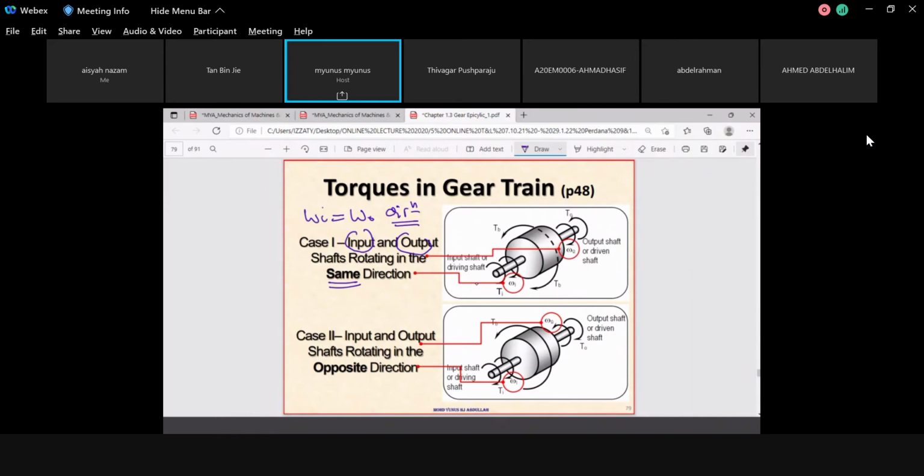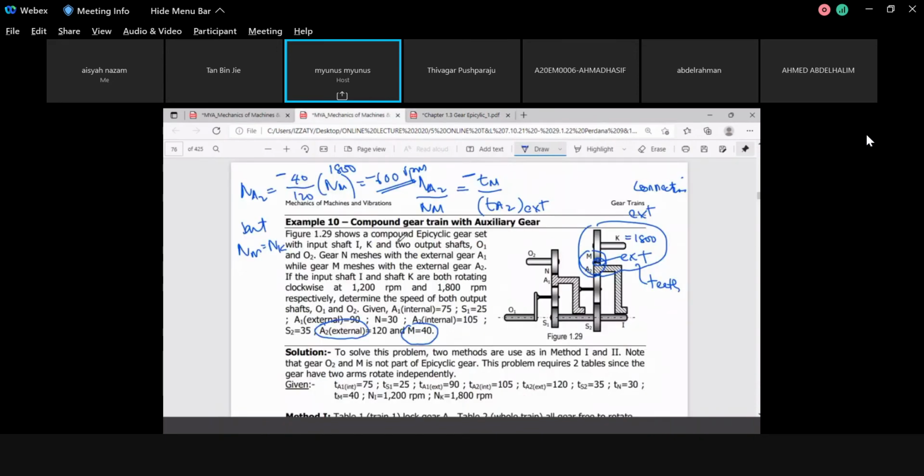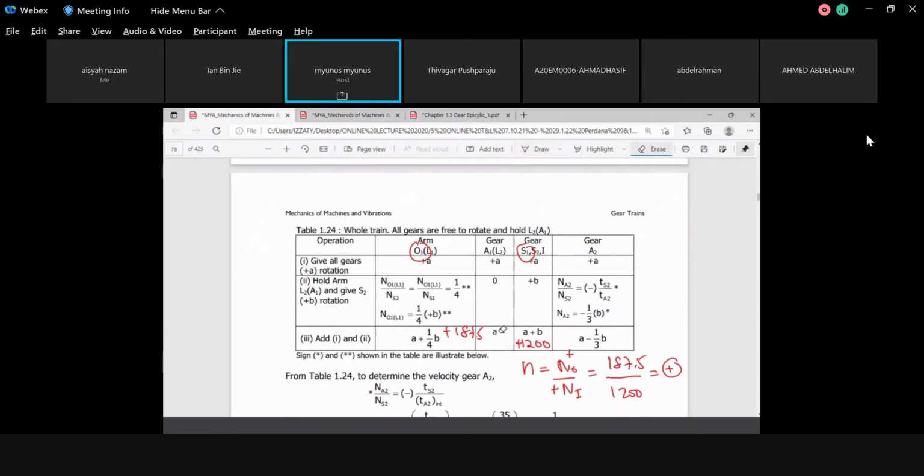Okay, so another case is where you found that omega I and omega O are running in opposite directions. Again, how do you know? You go back to your results. Supposing this one is 1,200, then this one you get negative 500, for example. So if you put it together, you will have this one positive 1,200 and this one negative 500. So you'll be getting negative, opposite direction, positive and negative. So you go back to the figure.